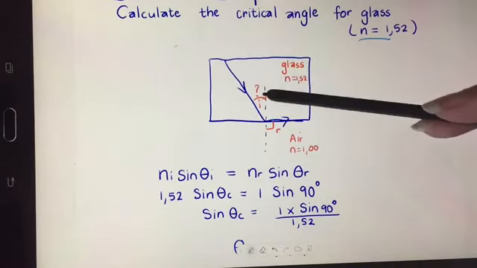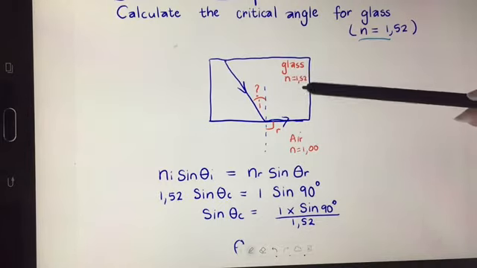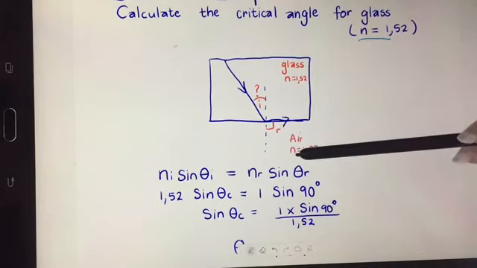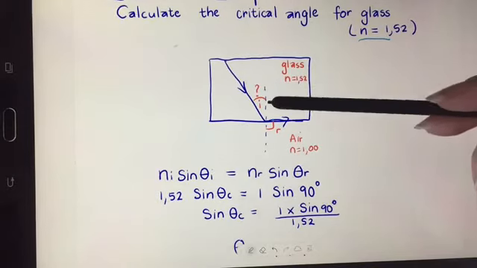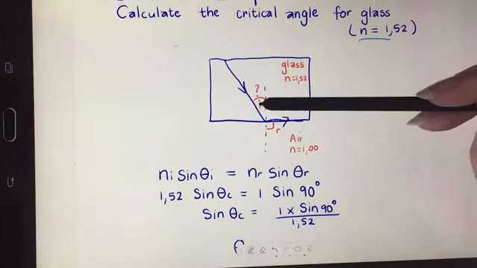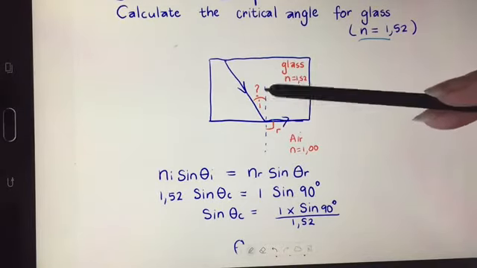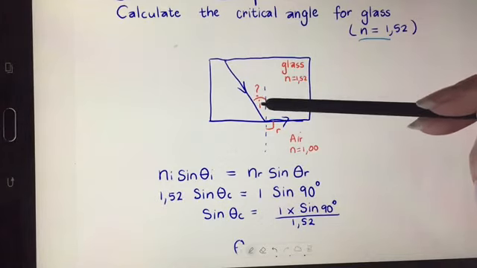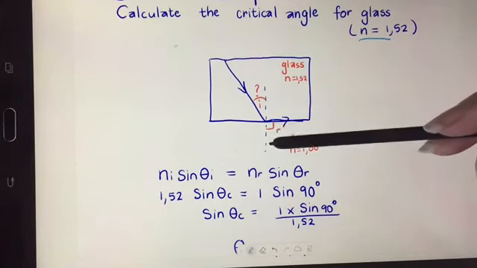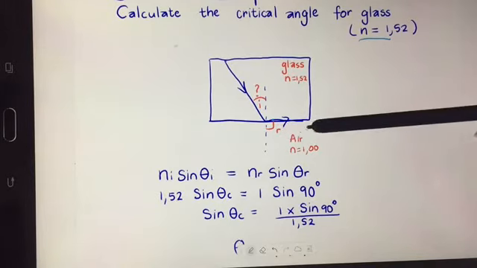So the light ray is going from glass, refractive index 1,52, and it's traveling towards air with a refractive index of 1. So the normal is drawn in. This is going to be my incident ray. This is the angle of incidence, and they ask for the critical angle, so I know it is the angle of incidence that I'm trying to find for the angle of refraction of 90 degrees over there.